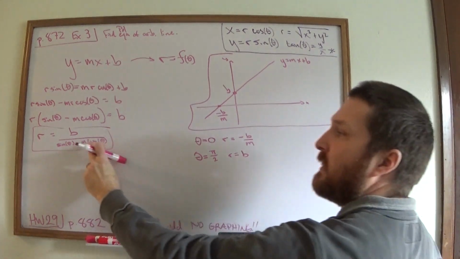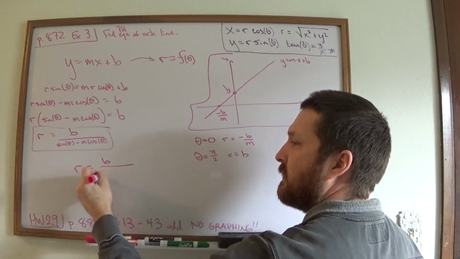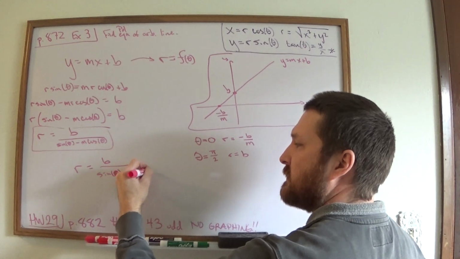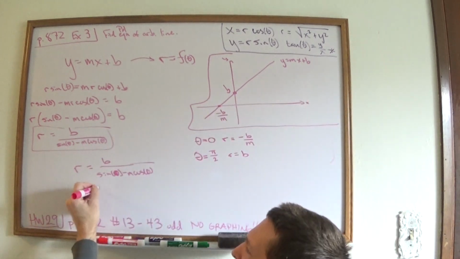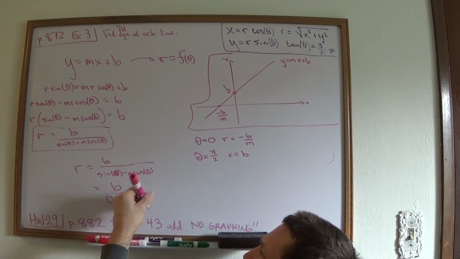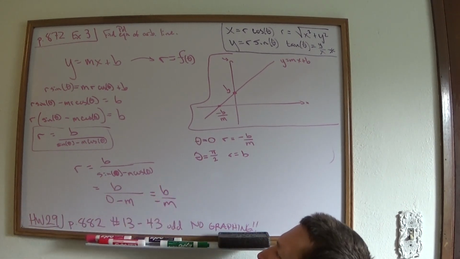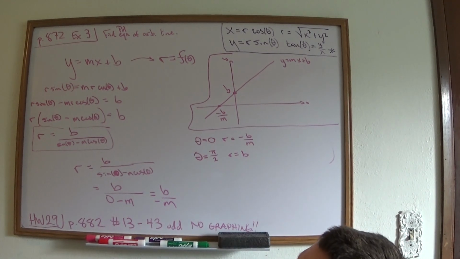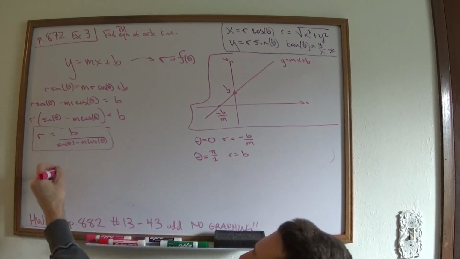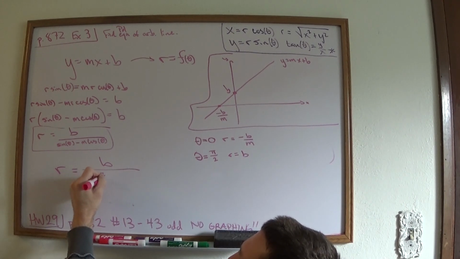Let's check those. Let's plug theta equals 0 into here and see what I get. b over sine 0 minus m cosine 0. So b over what? Sine 0 is 0, minus m times cosine of 0, which is 1, which is negative m. So negative b over m. Hey, that looks good. Let's do it with pi over 2 and see if that works. So let's find out what is r when theta is equal to pi over 2.